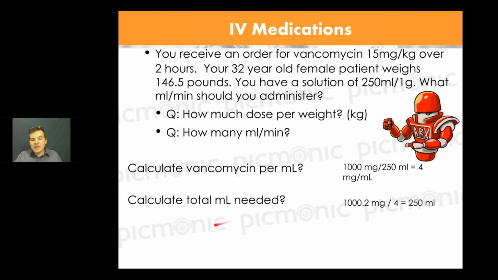But we're not skipping ahead, because I know 1,000 milligrams divided by 4 is 250 mLs. It's essentially the same thing. This is 1 gram per 250 mLs. So here's my 250 mLs per 1 gram. What do I need to give? I need to give 1,000 milligrams. What is 1,000 milligrams? It's also 1 gram. So I could have looked at this easily and said, okay, it's 1 gram here, so I just need to give all 250 mLs.